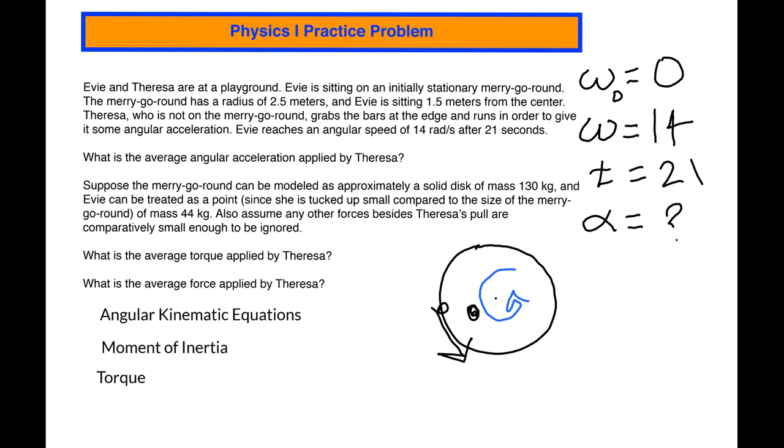We're told that the merry-go-round is initially stationary, which means it's not rotating. This here is the Greek letter omega, which means angular speed or angular velocity, and its units are radians per second. So since it's initially stationary, our initial angular speed is 0. It's not rotating. And then our final angular speed is 14 radians per second that we're told here. It takes 21 seconds to reach that speed. And what we're looking for, that average angular acceleration, that's the Greek letter alpha that represents angular acceleration.